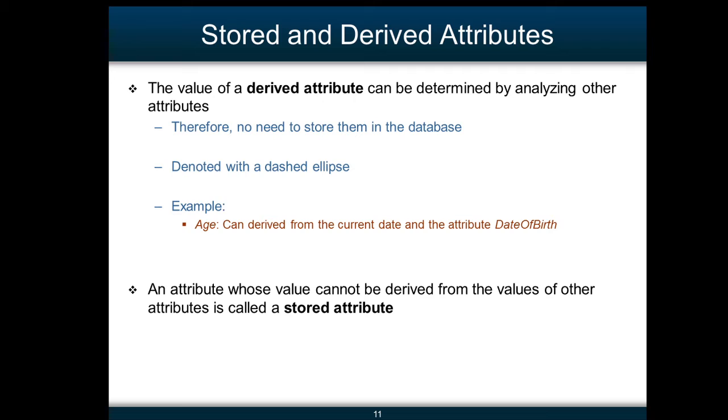Stored and derived attributes. The value of a derived attribute can be determined by analyzing other attributes. Therefore, there is no need to store them in the database. They are denoted with a dashed ellipse. Example, the age. The age of a student can be calculated from their date of birth. An attribute whose value cannot be derived from the values of other attributes is called a stored attribute.